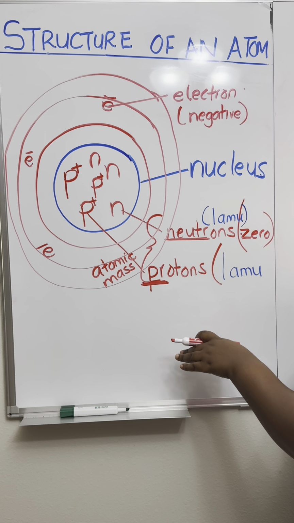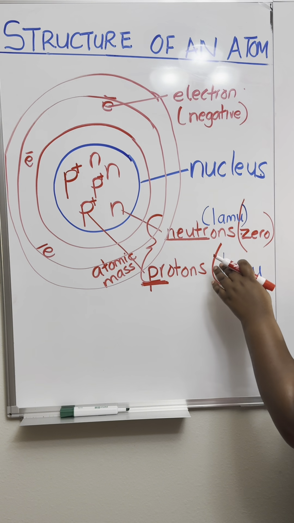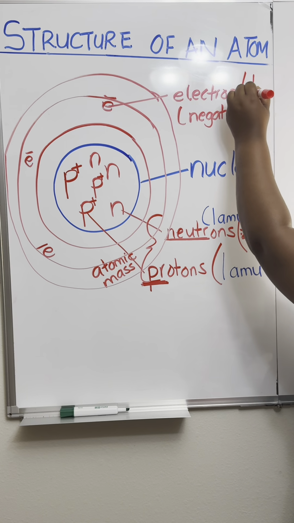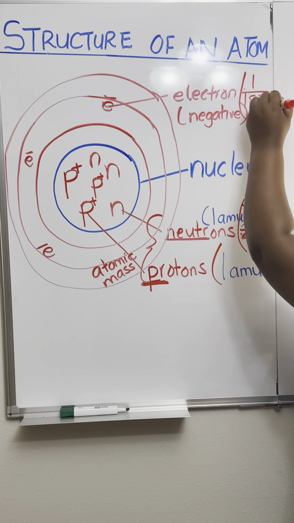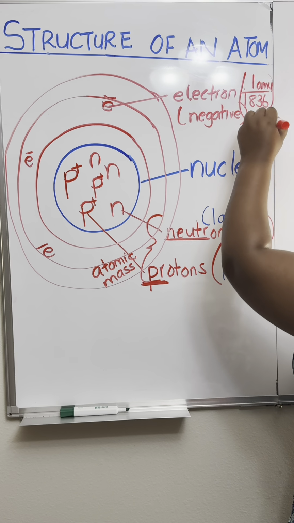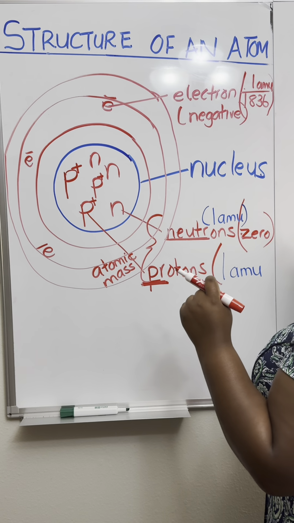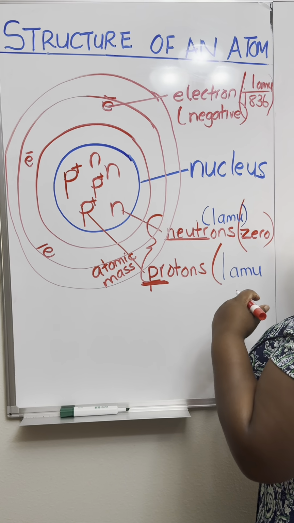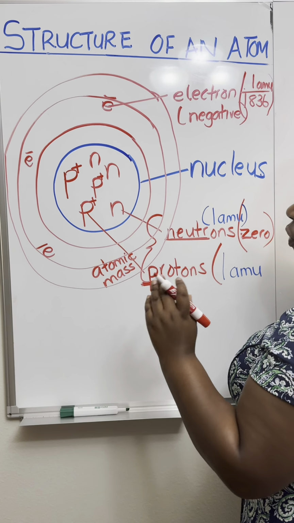Also, something about electrons is that they are so small compared to the protons and the neutrons, and their mass is 1/1836 AMU, which is the atomic mass unit. So these are very small. If you divide 1/1836, it gives you 0.000183. The mass is very negligible, very small.